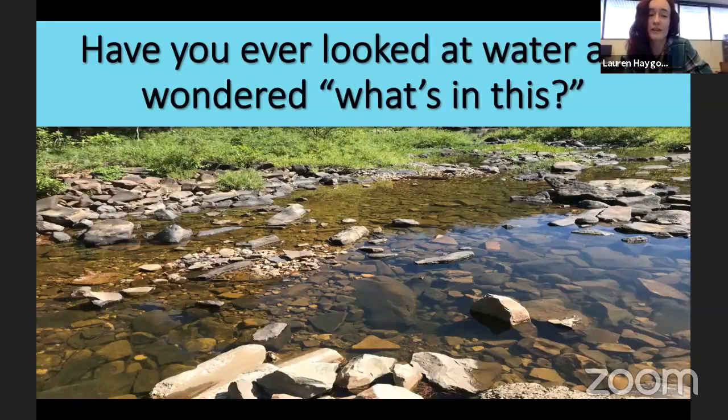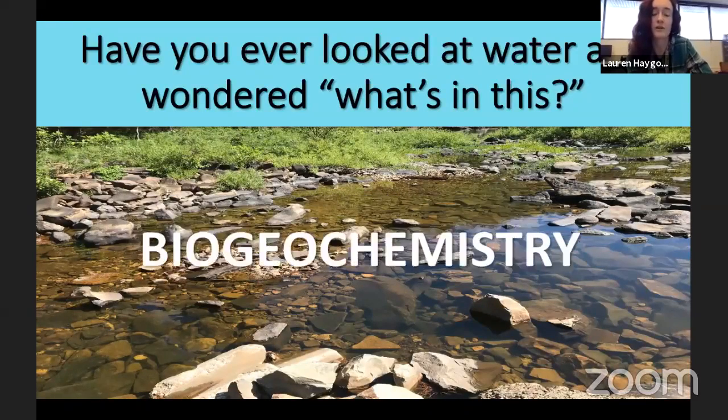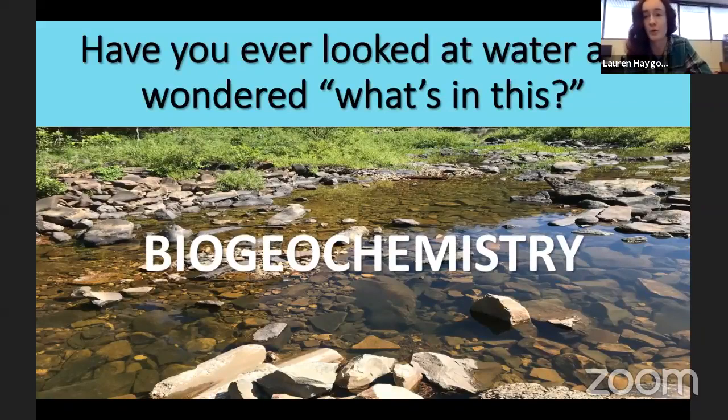And if you have, then that kind of means it's fallen under biogeochemistry, because that's kind of what we're doing with biogeochemistry, is looking at water systems, at least for me, and going, what's in this?